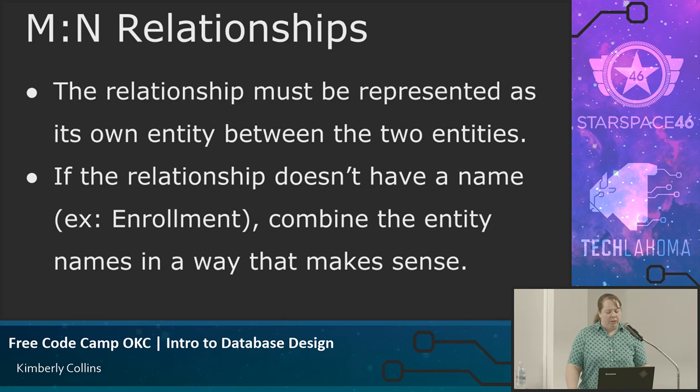When we're diagramming this, we need to represent this many-to-many relationship as its own entity. So we have the 2 entities, for example, orders and products, and the relationship between the 2 has its own entity in the diagram. Sometimes that relationship will have a name, like students and classes. The relationship between those 2 has a name. We call that enrollment. But sometimes there's not really a good name for that, and so you'll just combine the names in a way that makes sense to you to describe that relationship.